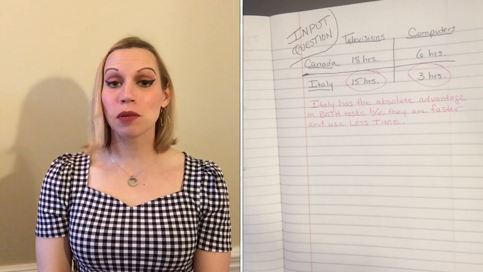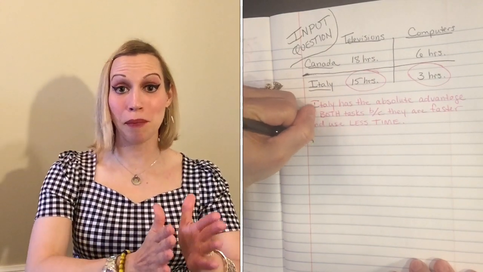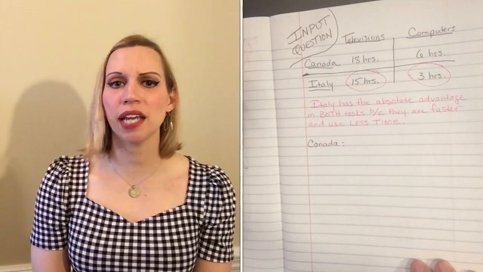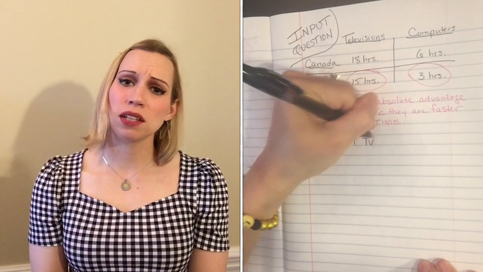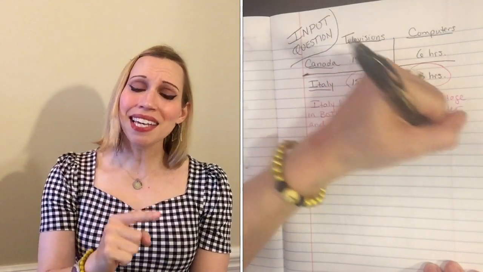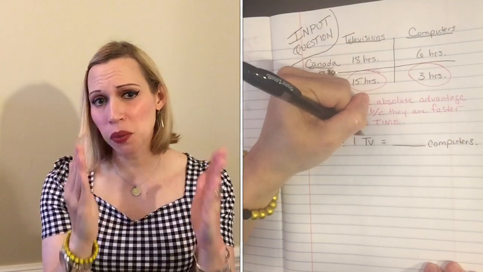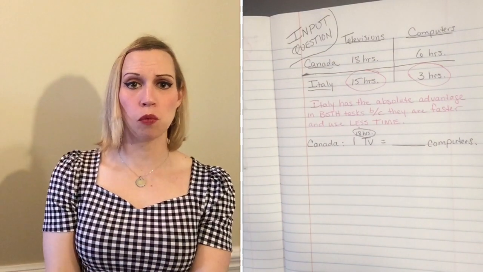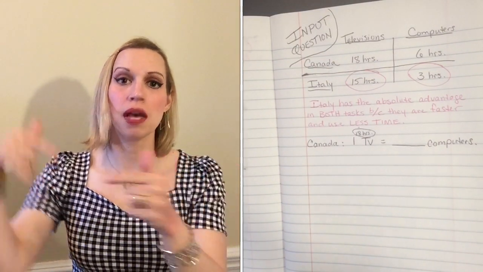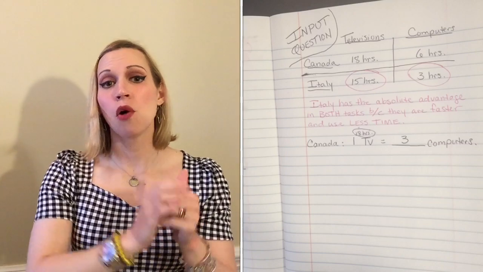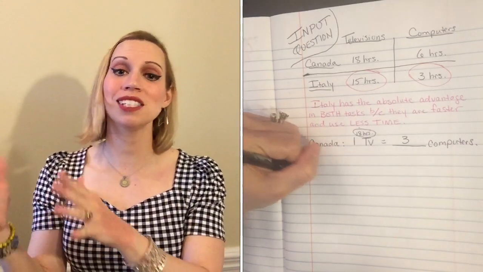So let's do our setup. Remember, anytime you do these, you're trying to figure out in the time it takes them to make one item, how much of the other could they have completed. So let's take a look at Canada for a minute. Notice how TVs is a longer process. It takes Canada and Italy a lot longer to make a TV than it does to make a computer. So in the 18 hours that it takes Canada to make one TV, how many computers could they have made? Well, it takes 6 hours to make one computer. So in an 18-hour time frame, Canada would have been able to make 3 computers. So whenever Canada makes one television, what they're having to give up or sacrifice, what their opportunity cost is, 3 computers.